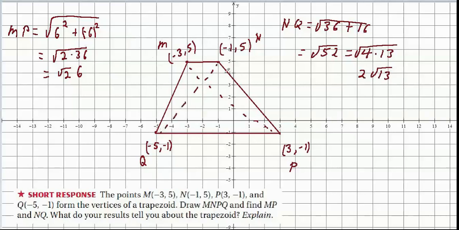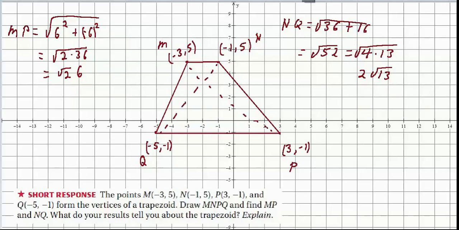Well, I think it's easy to see that since the change in y is exactly the same for both of these lines, the longer one is going to be the one with the greater change in x. That's the larger number over here. So is the square root of 2 times 6 more or less than 2 times the square root of 13? It's not immediately obvious to me.